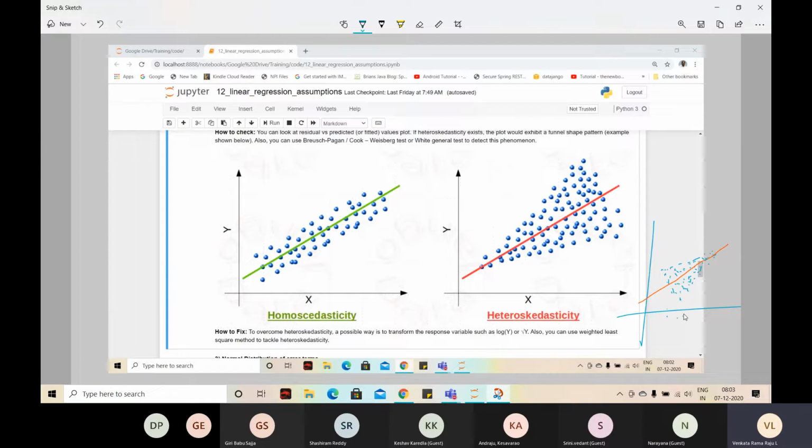When x is minimal, there is a lot of variation in y. When y is maximal, the variation is less. The variation is less, right? So for a given x here, there are different y's, and they are very far from each other.